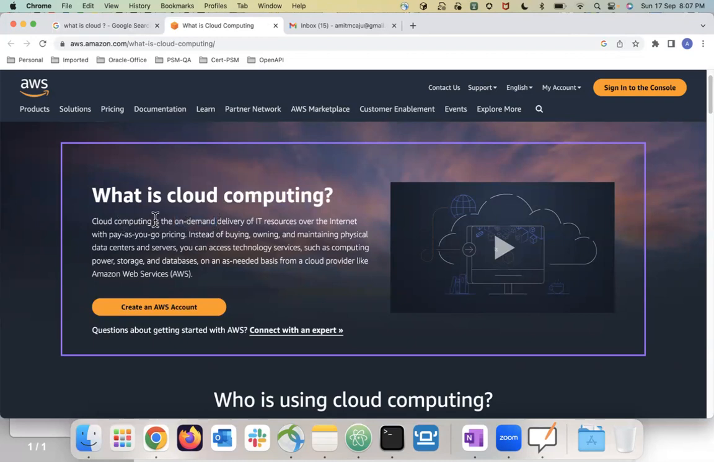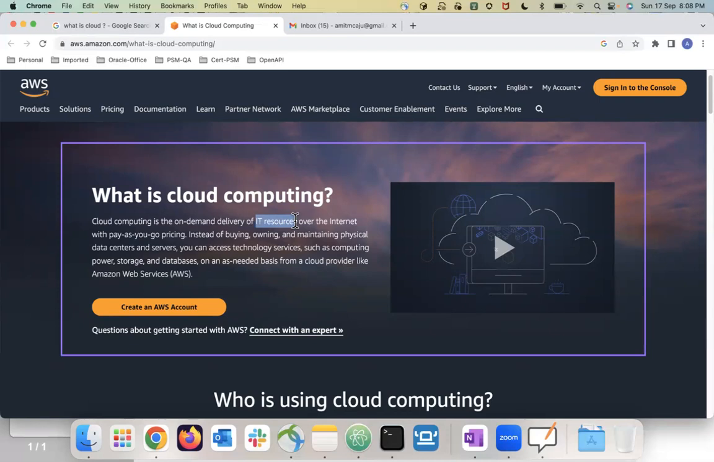So cloud is the on-demand delivery of IT resources. IT resources here do not mean an IT company. I told you yesterday, what do you mean by resource? Resource means servers or laptops, CPU, memory and storage, RAM, processor. And networking also, because for internet we need ports, switches and all those.